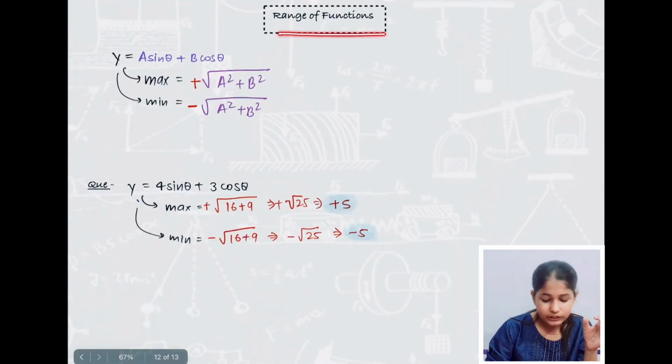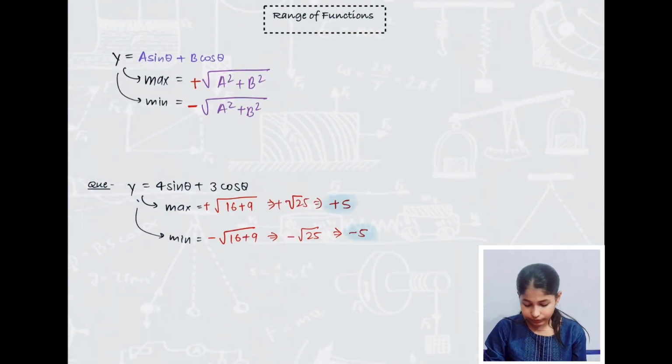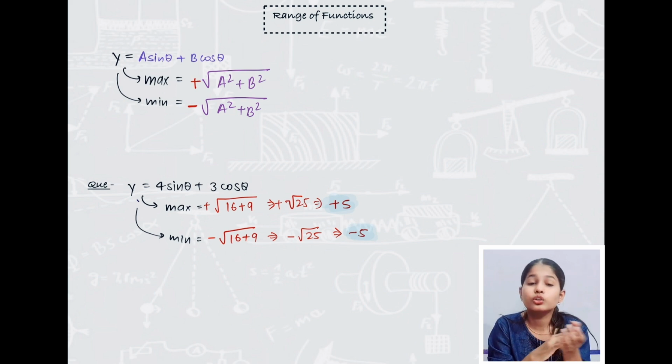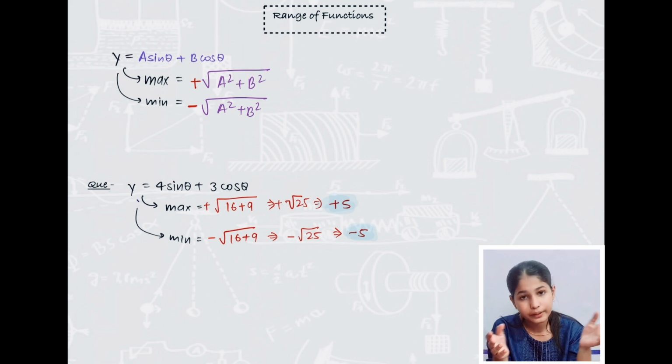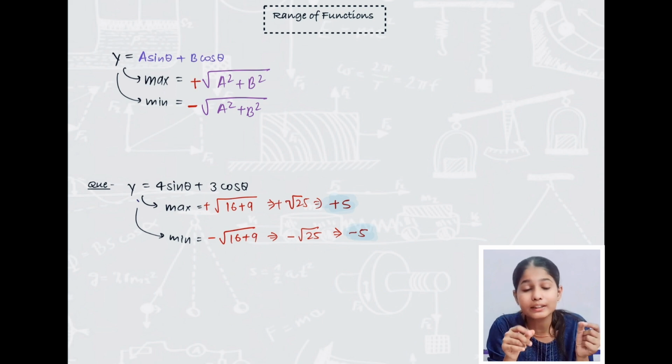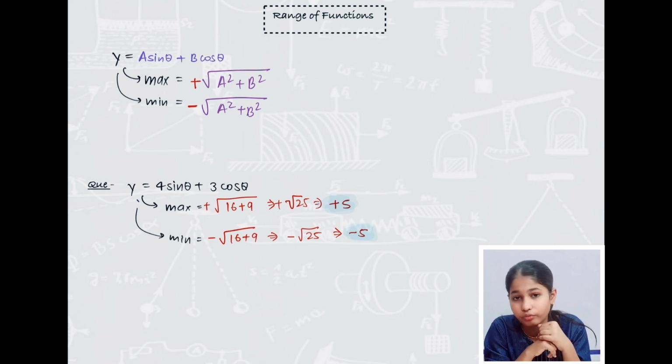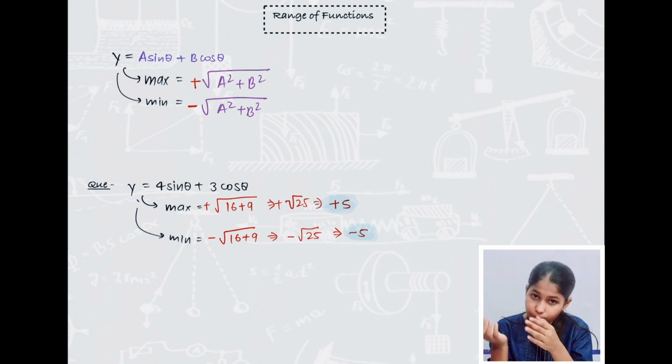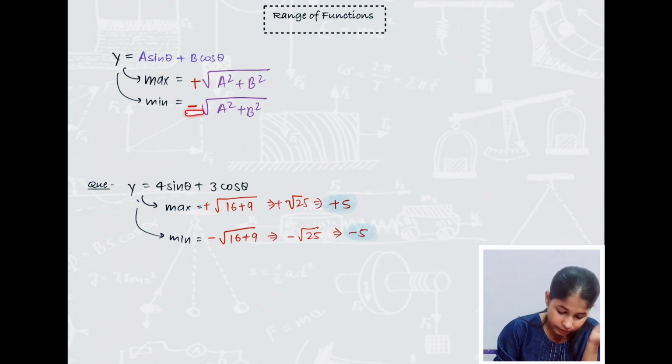Last but not the least, range of function, in which a function is written in the form of a sin theta plus b cos theta. For minimum range and maximum range, the formula will be the same, that is square root of a square plus b square. But what will be the difference? In case of maximum, there will be a positive sign in front of that formula, whereas in case of minimum range, you will use a negative sign.